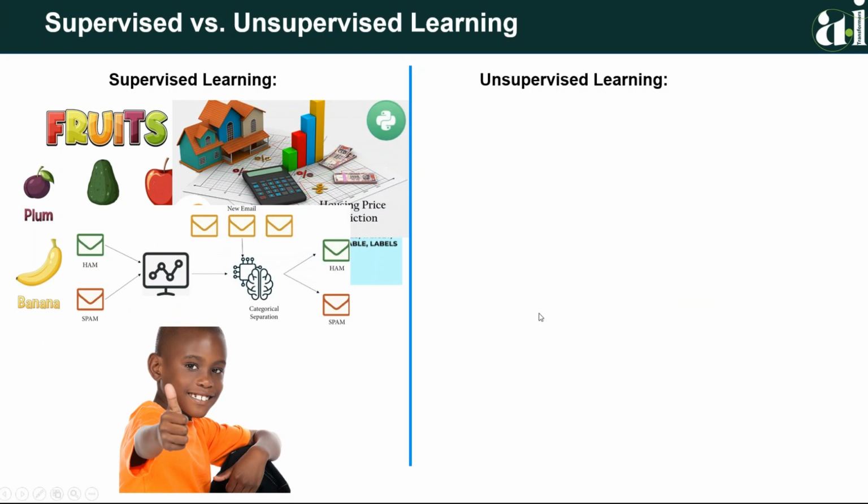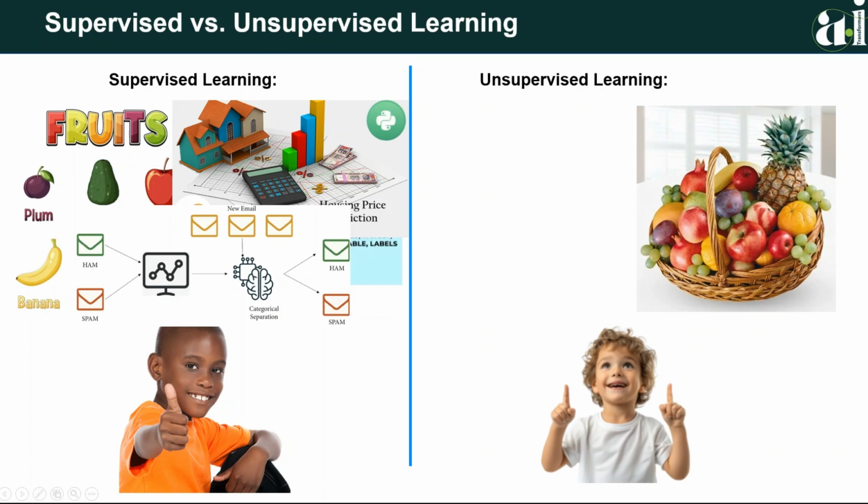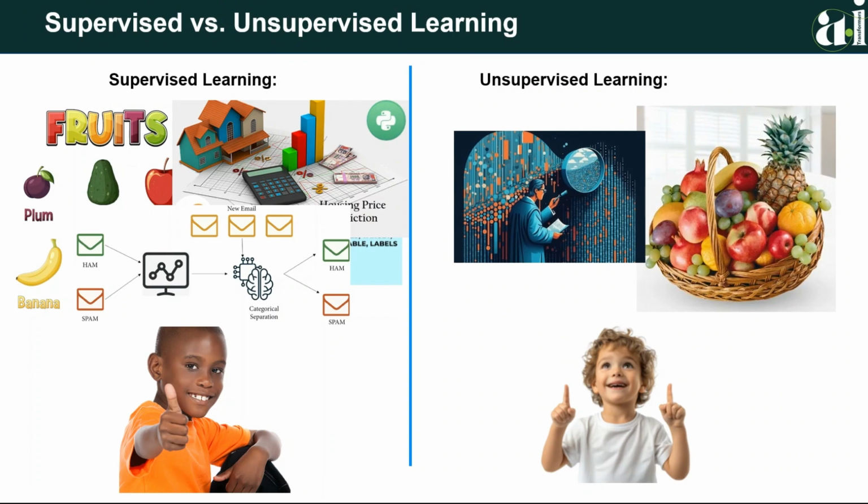Unsupervised learning. Here there are no labels. Imagine handing a kid a basket of mixed fruit and asking them to sort it without telling them what is what. The algorithm groups the data based on the similarities, such as sorting emails into clusters like personal, work, or promotional, without explicitly being told. This is all about discovering patterns.